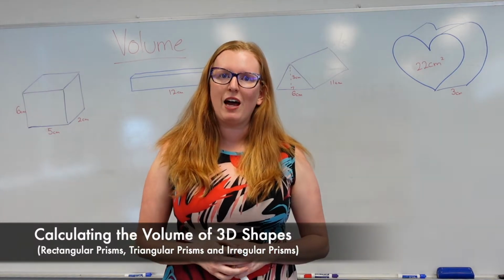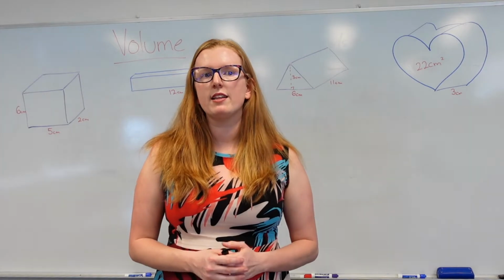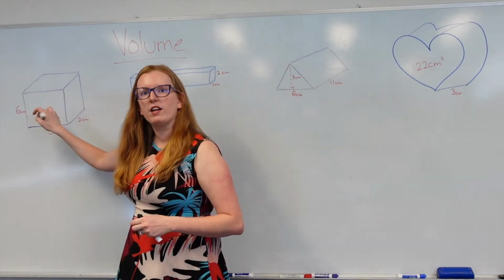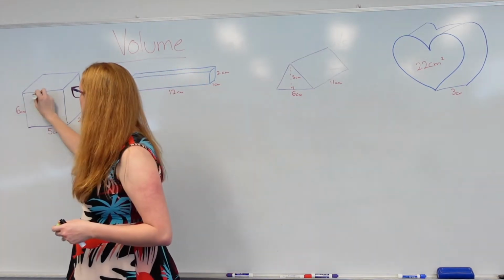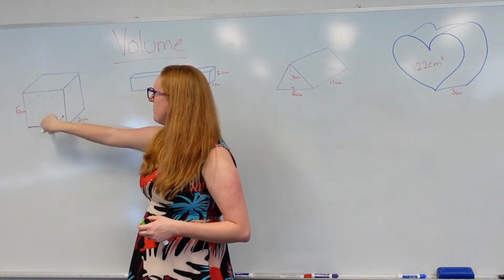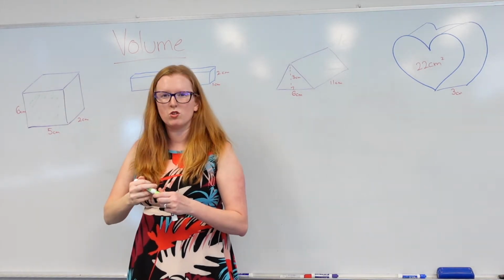Today we're going to look at how we go about calculating the volume of 3D shapes. When it comes to calculating volume, it's important to first find the area of the face of the shape. So the main face of the shape, for example, if I'm doing this rectangular prism here, I first want to find the area of this front face. Sometimes it's called a cross section.